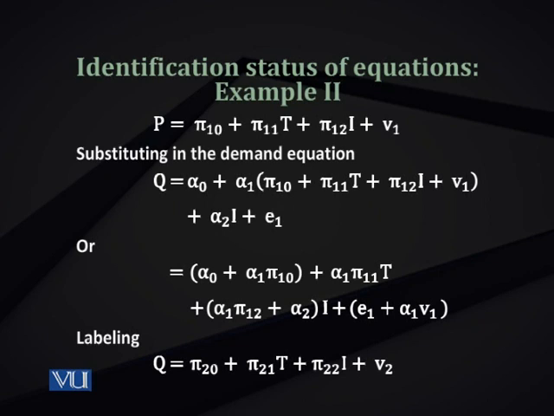So this is how we get the second equation: Q equals pi 2 naught plus pi 2 1 into T plus pi 2 2 into I plus whatever residual remains, which we call V2. You can use U, V, or epsilon for the residual term. As you have arrived at the second reduced form, and you already ran an example with two structural equations, Y1 and Y2, this time also you have arrived from a market model to a reduced form equation system. You must note something: number one, in a reduced form equation, you don't have an endogenous variable on the right hand side.